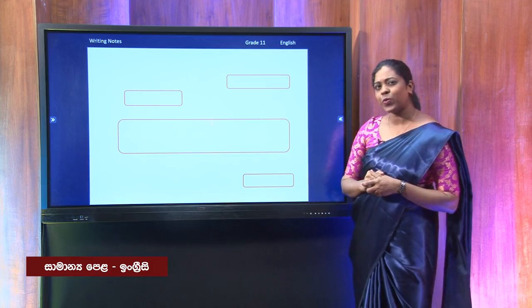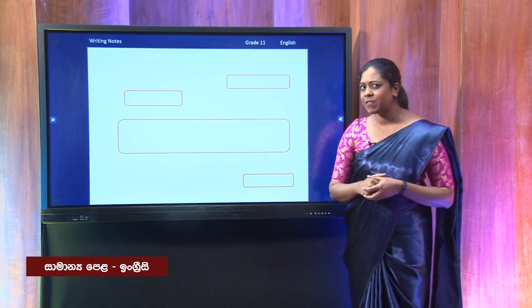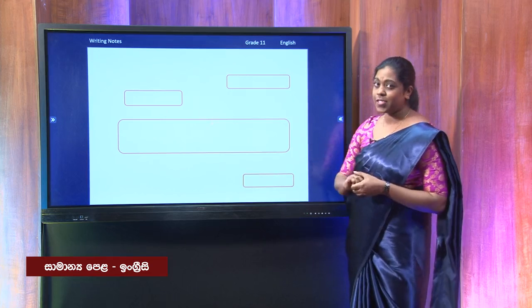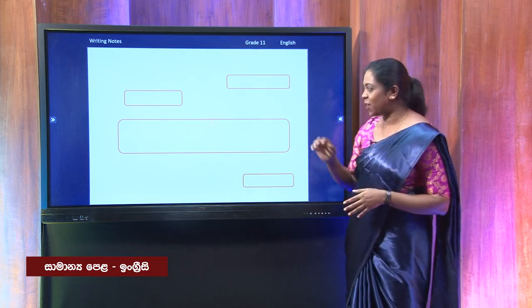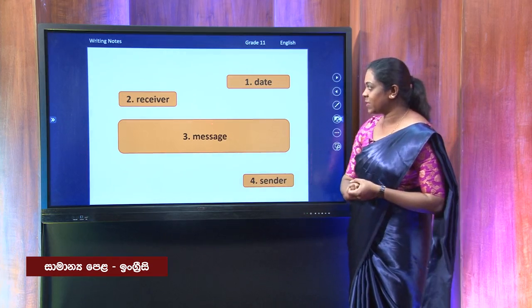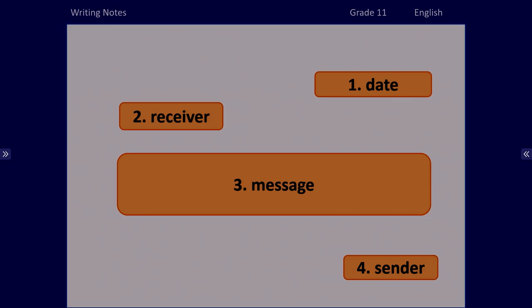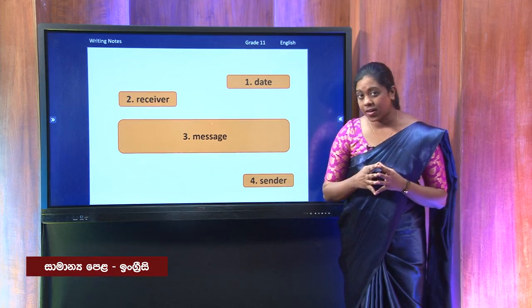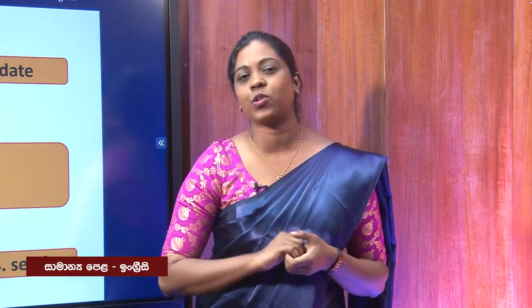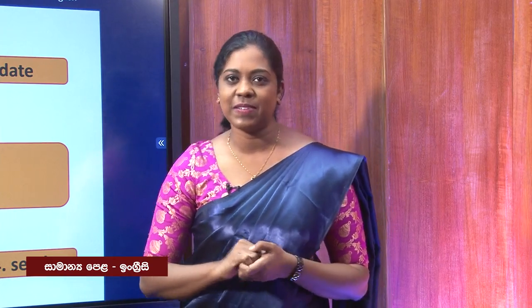I hope you were able to recall whatever we discussed a few minutes ago. And I hope your grid is filled now. Let's check that out. Yes, date, receiver, message, and the sender. So this is the structure you have to keep in mind so that it will be easier for you to gain more marks when it comes for your O-level examination, because this is one of the easiest questions you find in your question paper.